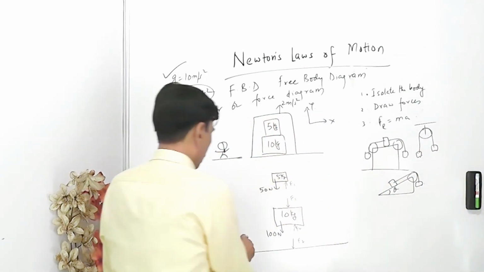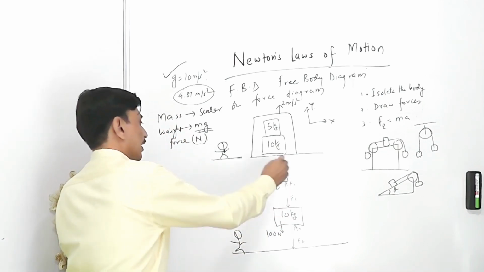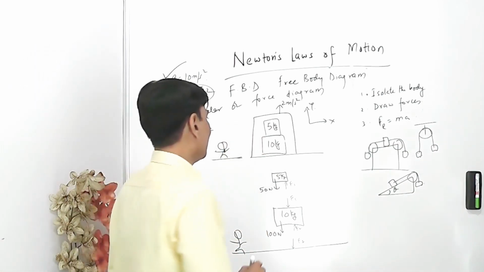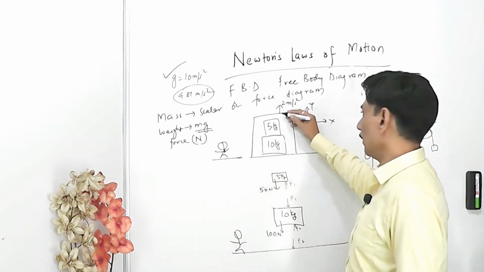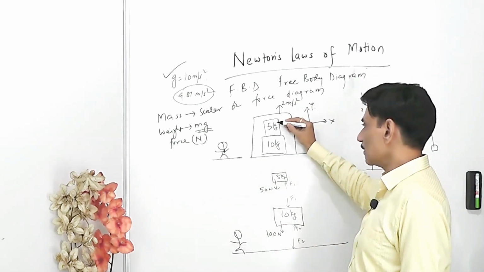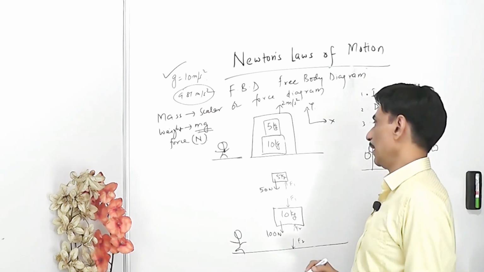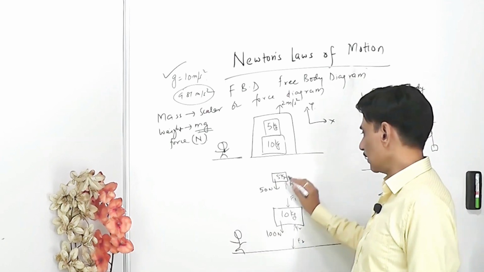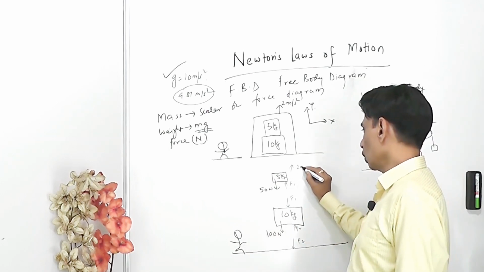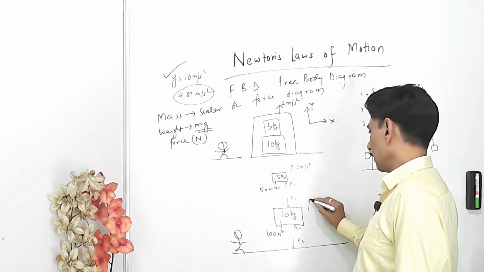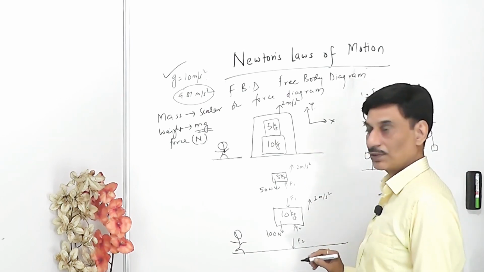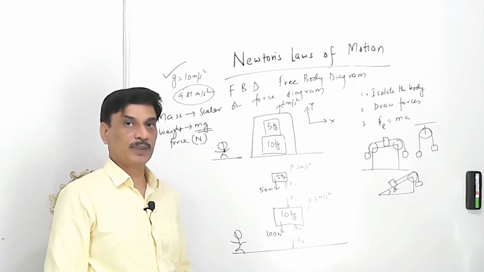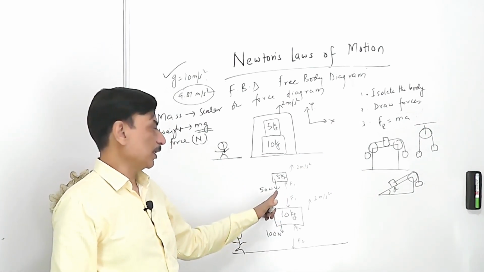Now, this person who is seeing these two blocks in a lift, a glass elevator, sees that when the lift is going up with 2 meter per second square, this block is also going with 2 meter per second square acceleration, and the same acceleration is observed for this 10 kg block. Because this is accelerating in the upward direction, the net force has to be in the upward direction. It means F1 has to be greater than 50 Newton.